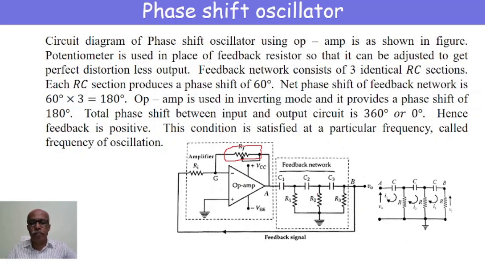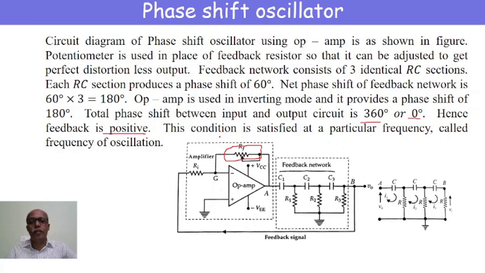This feedback network consists of 3 RC sections such that each RC section produces a phase shift of 60 degrees. As we have 3 RC sections, as a whole it produces a phase shift of 180 degrees, and this feedback is applied to the inverting terminal. Since the inverting terminal itself produces a phase shift of 180 degrees, the total phase shift produced by this phase shift oscillator will be 360 degrees, which is equal to 0 degrees. Hence the feedback is said to be positive.